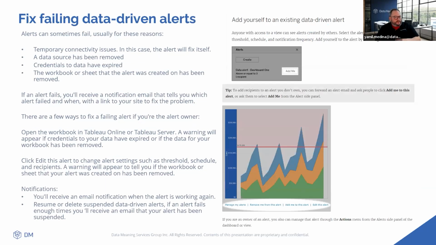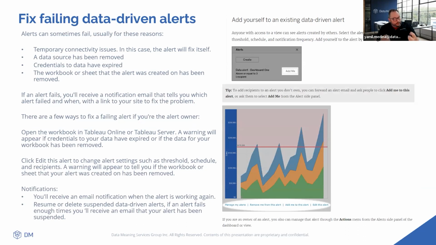So one of the things that always happens with some clients, they tell us, hey, what happened? My data-driven alert failed, or something happened with it, so we want to talk to you about that too. Sometimes they fail, but why do they fail? Well, there are connectivity issues. It could be that somebody removed a data source, the credentials changed, and so many different things could happen.